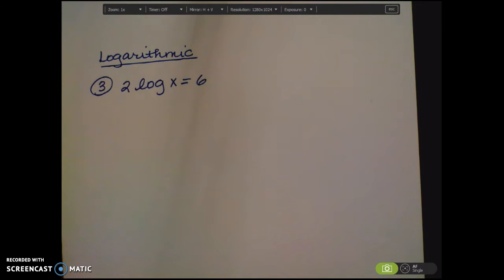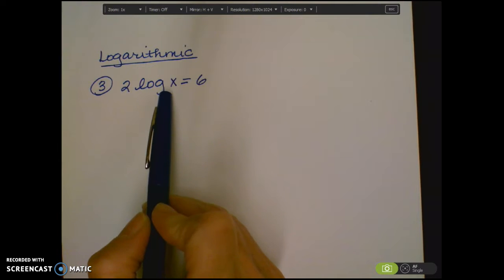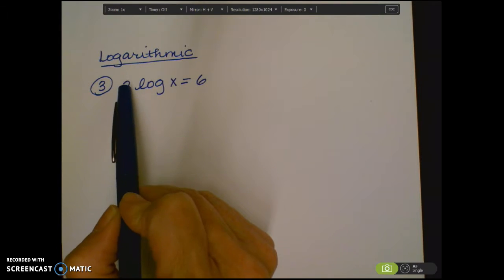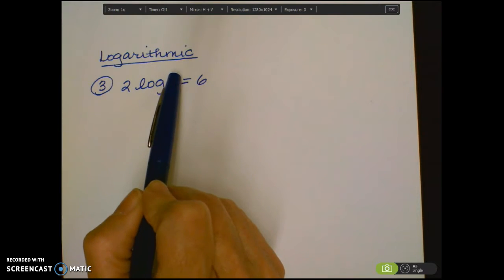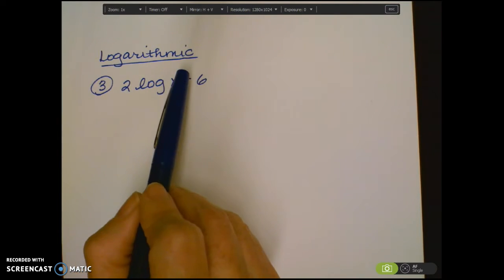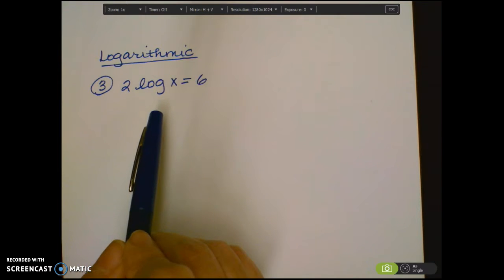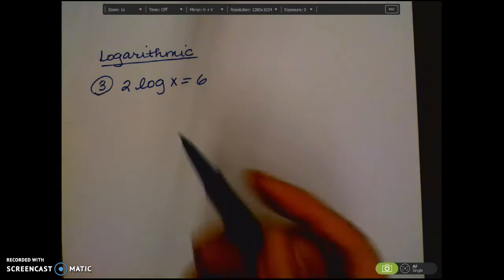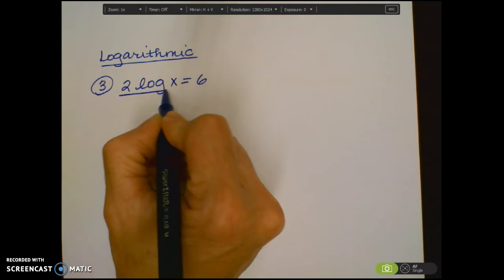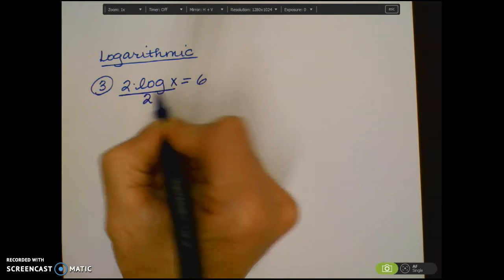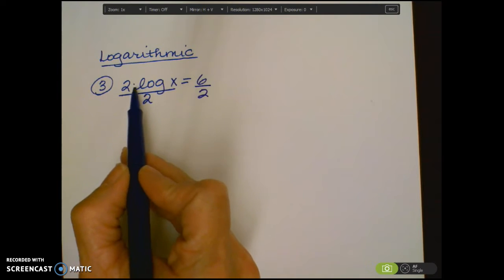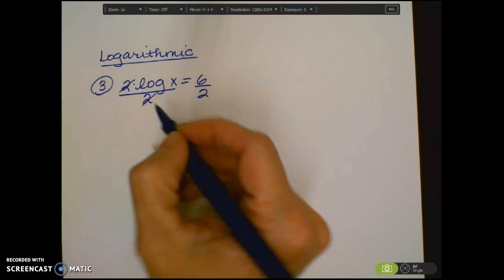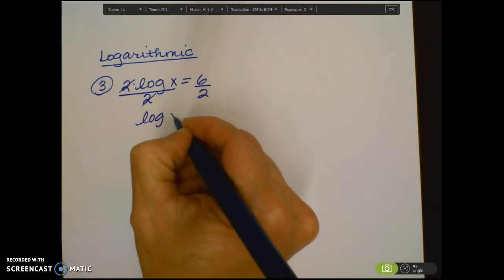Okay, there's a couple of ways that we can do this. I could, using the power rule for logarithms, take this 2 and move it back into the exponent position. I'm not going to do that in this case, but you could. Instead I'm going to get rid of this 2 by dividing it on both sides. Because that is a product, you can divide by that coefficient, and that's going to leave us with the log of x equals 3.